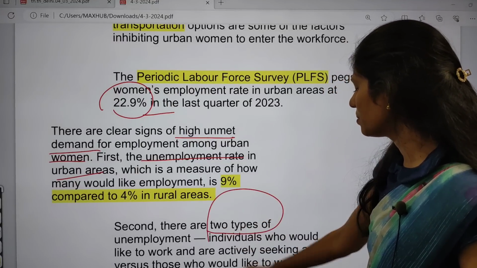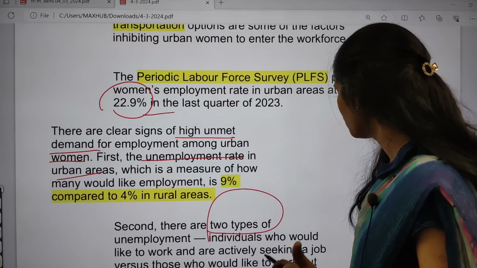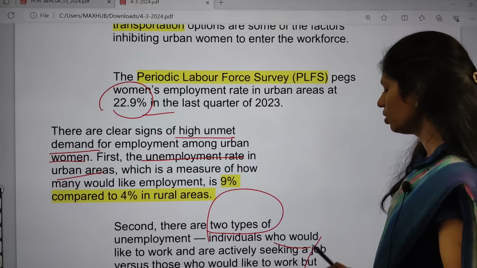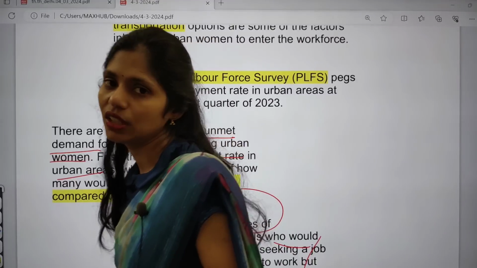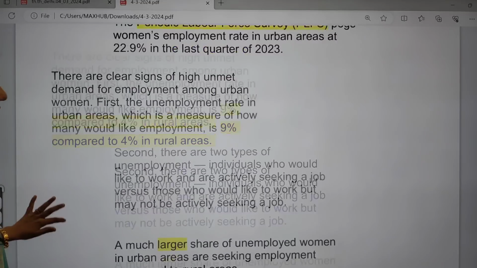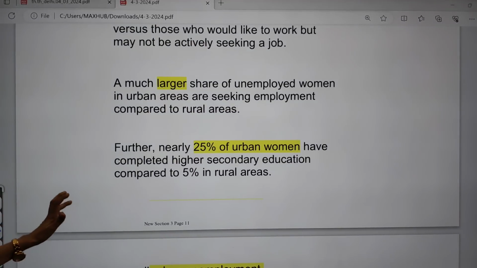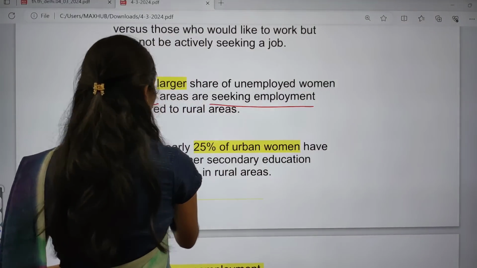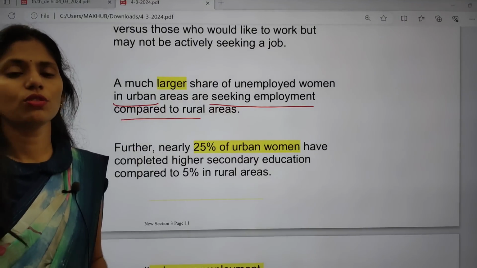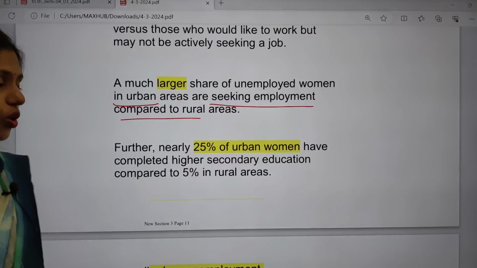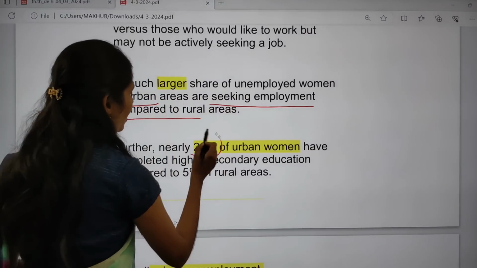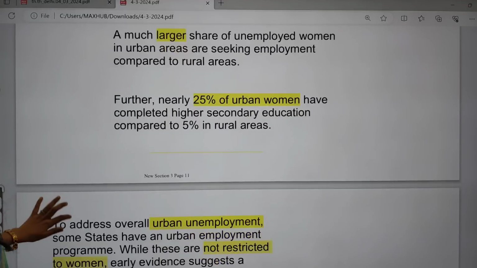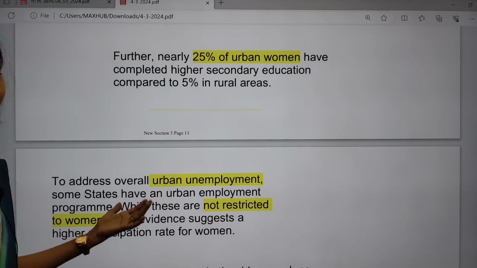Second, we are seeing two types of unemployment. One type is individuals who want to take a job, are seeking a job, and are searching. Another is those who want to do a job but may not be actively seeking one. These types of unemployment are seen, right? Here this article says that the share of unemployed women in urban areas seeking employment is larger compared to rural areas. So compared to rural areas, women in urban areas try to seek jobs more. Next, nearly 25% of urban women have completed SSC, but in rural areas just 5% of women have completed their SSC.